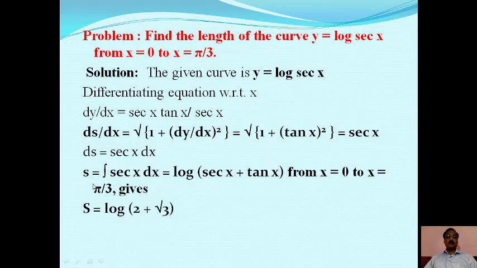Now integrating both sides with respect to x from 0 to pi by 3, this gives log of sec x plus tan x. Putting in the values x equals 0 and x equals pi by 3, we finally get the length of the arc, s equals log of 2 plus root 3.